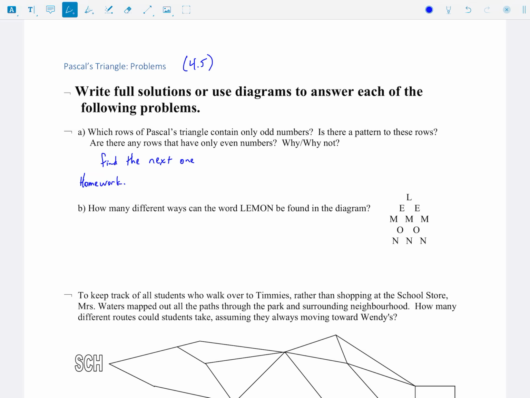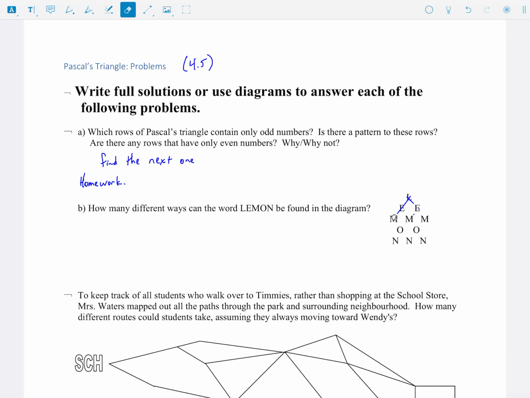Okay, let's move on to another type of question. How many different ways can the word lemon be found in this diagram? Let me just draw a couple examples. So right there is a path that spells lemon. And one of our rules here is we're only going to go left or right. We're not going to skip from this E to that M because that's ridiculous. But we can skip from that E to this M, or we can skip from this E to this M. Those are all good paths to take, okay? All right, you could also go like this, zigzag, right? So we have a bunch of options here.